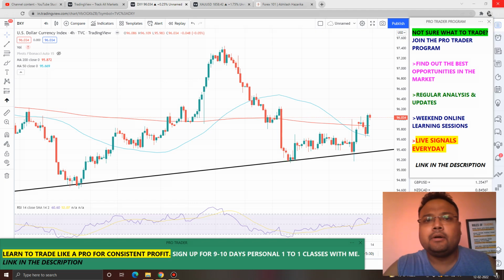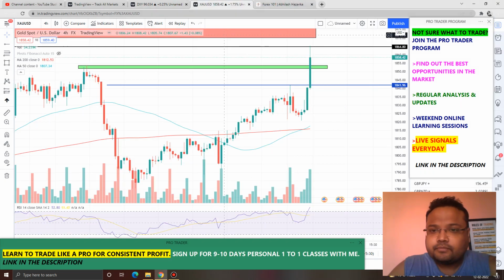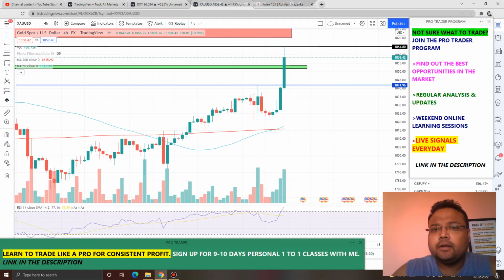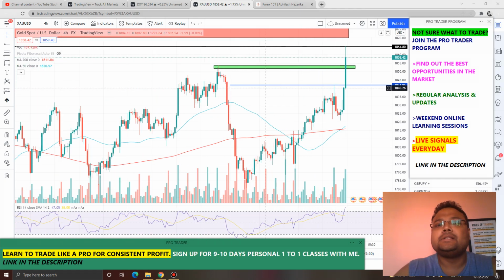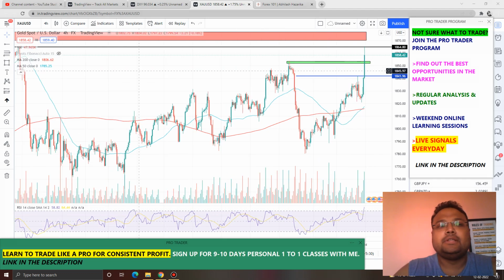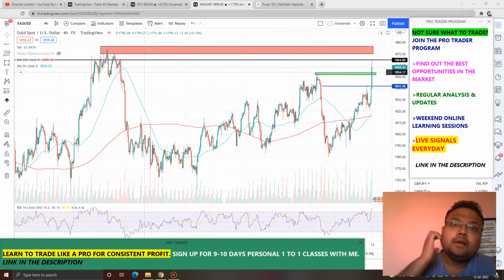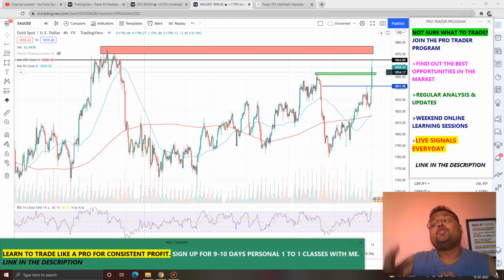Now, enough talk about the fundamentals. Let's talk about gold. Yesterday when gold was extremely bullish, it saw some rejection at the 1864, 1865 level, okay. But though there was some rejection around these levels, we cannot consider this a very strong resistance in the market. Why? Because this is not a normal market.